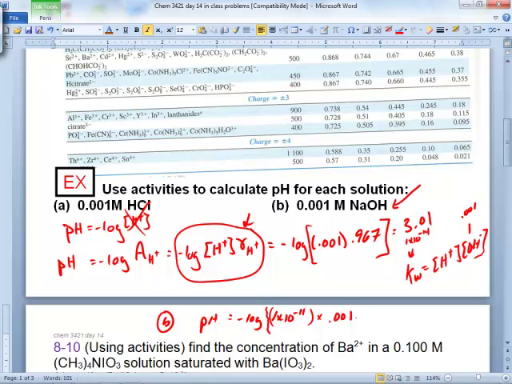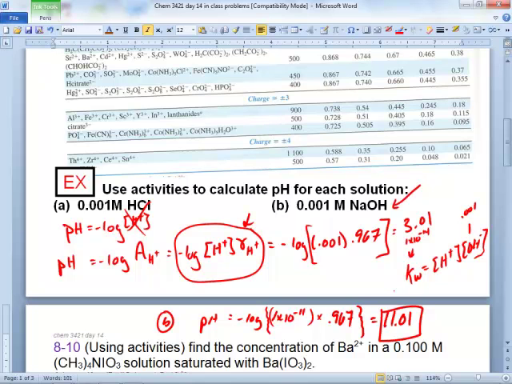So what's my activity coefficient? It's going to be 0.967 again. And we get something really basic this time. 1 times 10 to the negative 11, times 0.967. About 11, wow, 11.01.